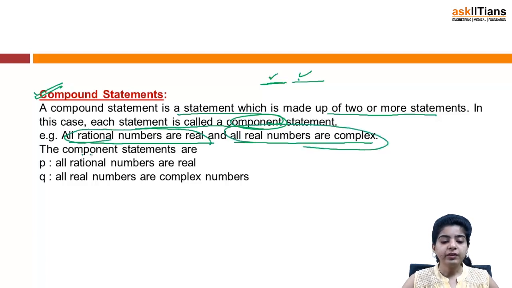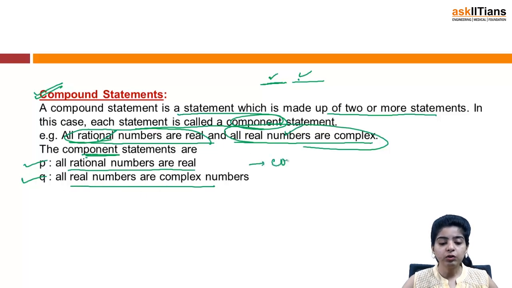You can see, we will term these component statements. This is one component statement and this is another component statement. P: all rational numbers are real, and Q: all real numbers are complex numbers. So these two individually you will call a component statement, and this together is termed as a compound statement.